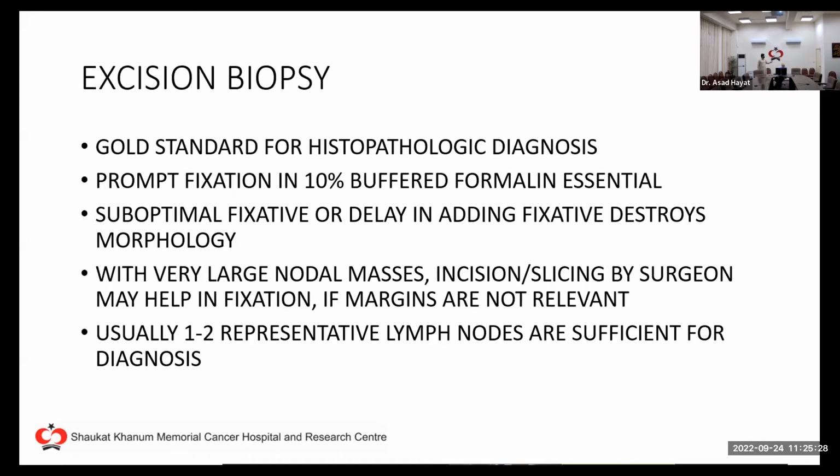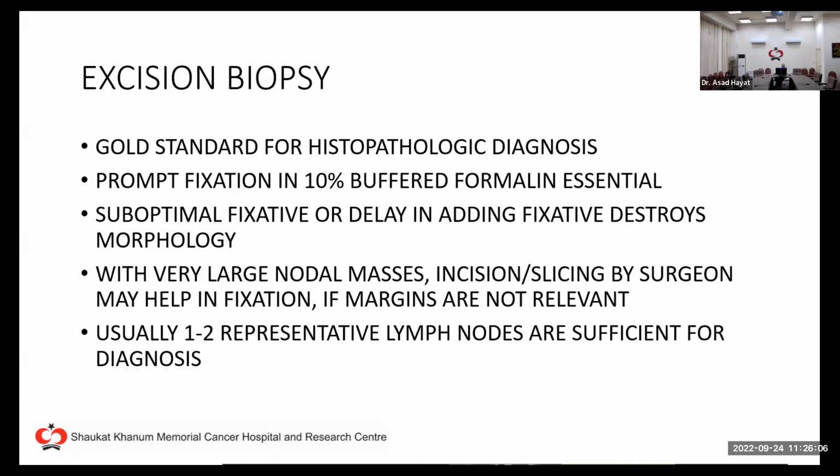I think masses of 4 or 5 centimeters, because formalin is very slow. You normally say that the rate of formalin fixation is 1 to 2 millimeters per hour. So if you have something that big, only a small part of it will be properly fixed, and the center of the lymph node will have poor morphologic details. So that's where I think if there's a large mass being incised or cut by the surgeon, it can actually help in fixation a lot. There'll be direct surface for fixation.